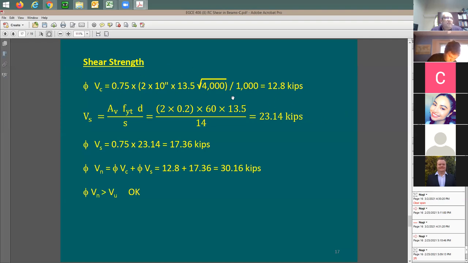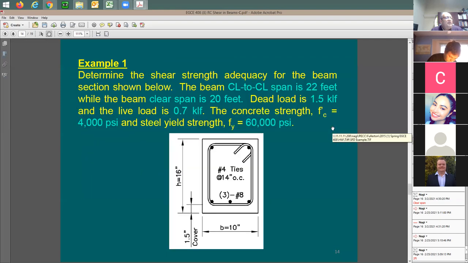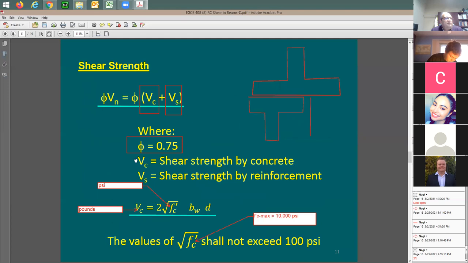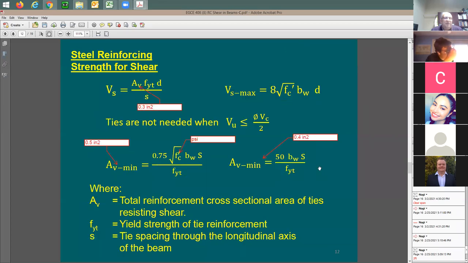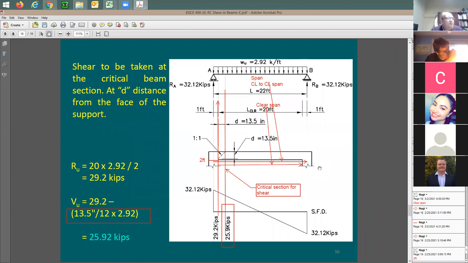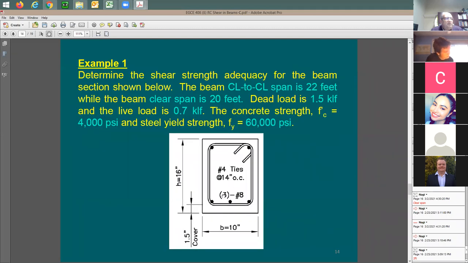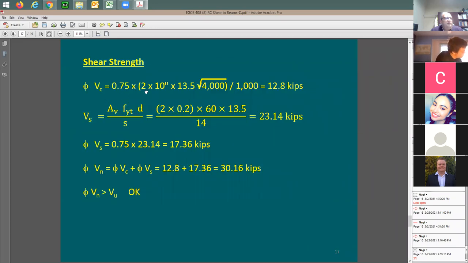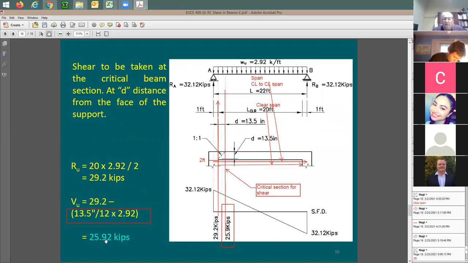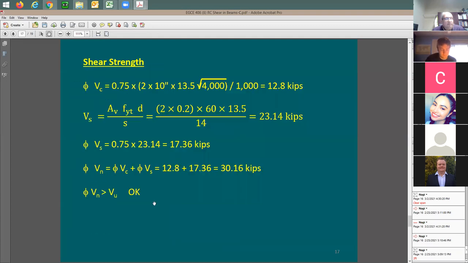I'm gonna show you here where this equation comes from. So bear with me, this here's slide 17. I'm gonna go back here to this slide. 2, square root of F prime C, BW, the width of the web, times D. This gives you the concrete only. And of course, multiply by the phi factor. So we say here, 10 inch, 13 and a half, 4,000, and 2. 2 times 10 inch, 13 and a half, square root of F prime C, divided by 1,000, gives you 12.8. How much was the demand again? Anyone recall the demand? 25.92, let's say 26 kips. So concrete is not enough to support the shear demand.